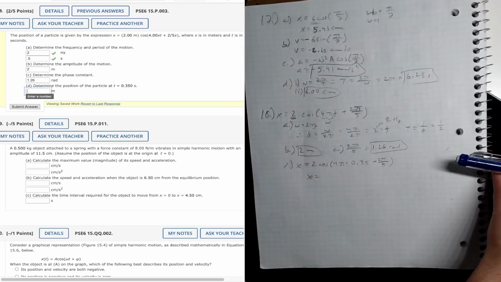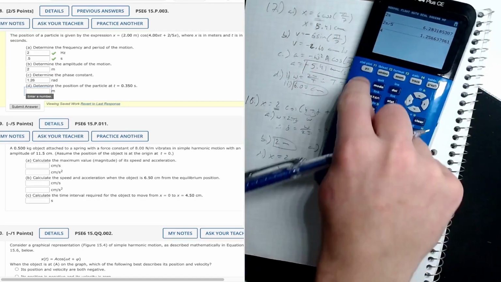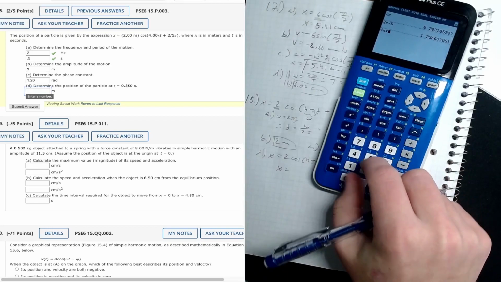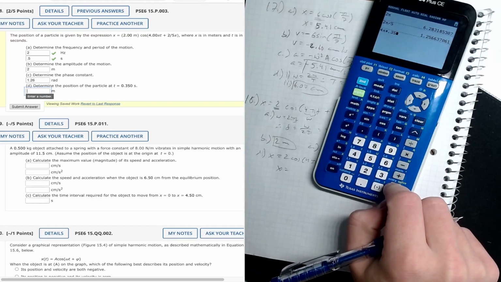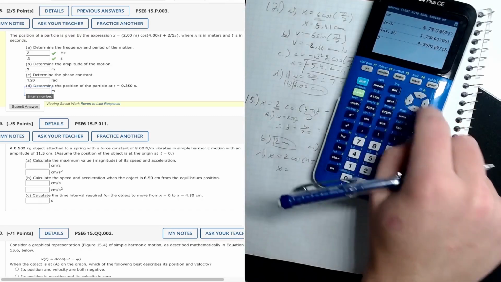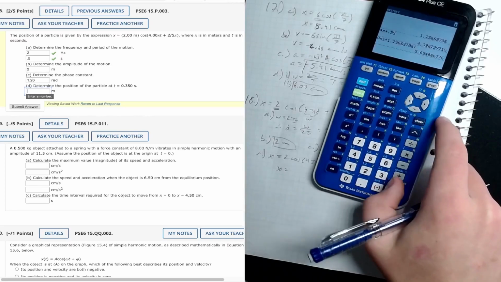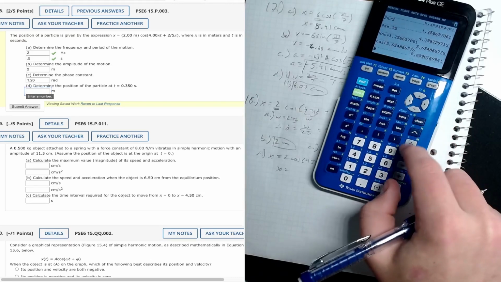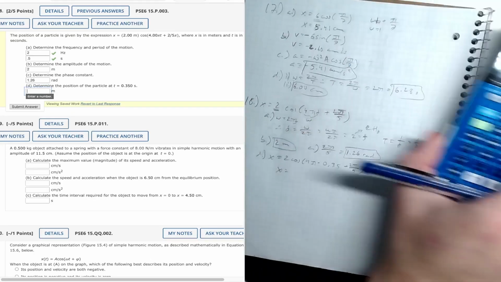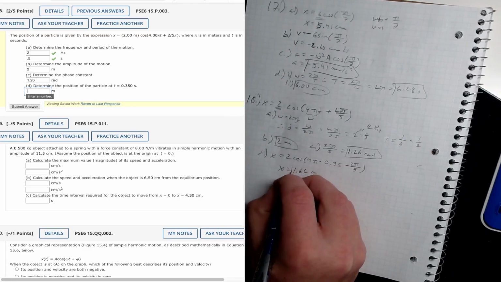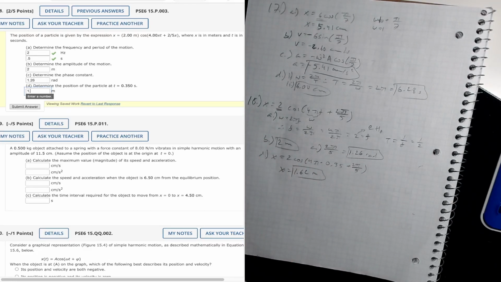X equals, do that out, we get 4 pi times 0.35 to power 5, so plus 2 power 5 cosine of this times 2 equals 1.62. So that's going to be 1.62 meters. Now, guys, that should be the answer to all our problems. And awesome, yeah.